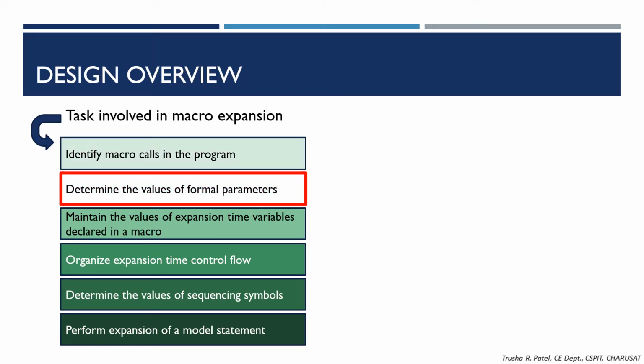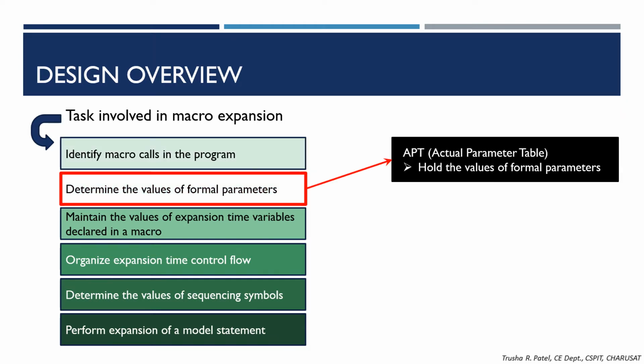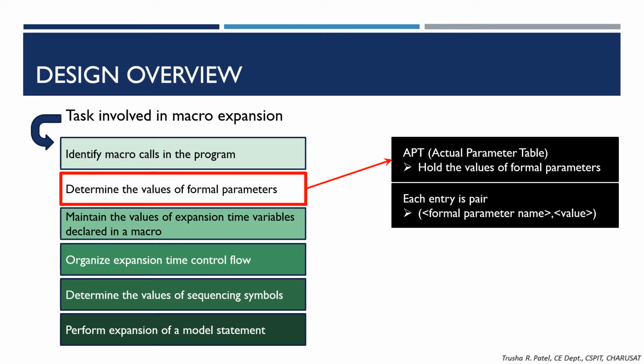Second, to determine the value of the formal parameter, we need a table that is APT, actual parameter table, which will hold all the formal parameters. And the entry in APT is a pair, that is formal parameter name along with the value.